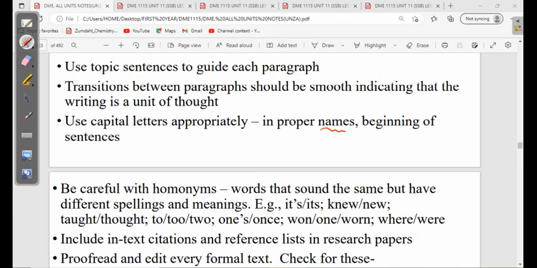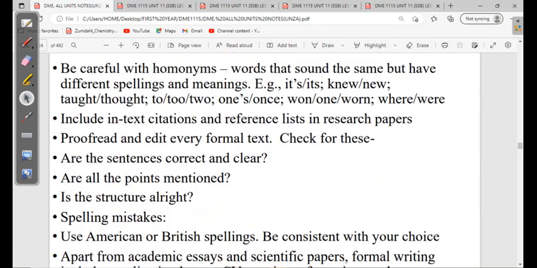And one thing that is very, very important to be careful of is the use of homonyms. Words that sound the same but have different spellings. And these a lot of times are confused. It's and its. This one means it is. This one would mean possession, it belongs to. New and knew. So these have got different meanings. So we need to be very careful.